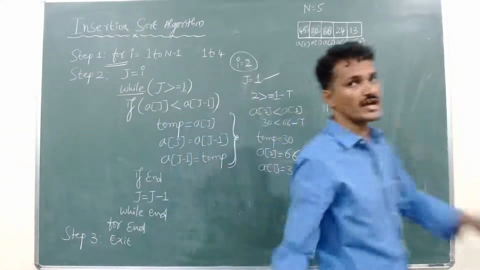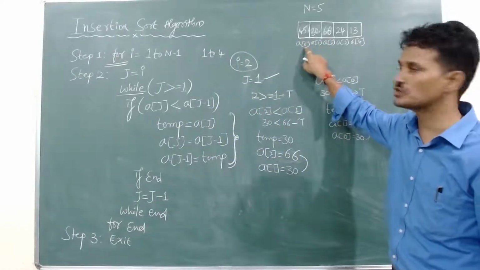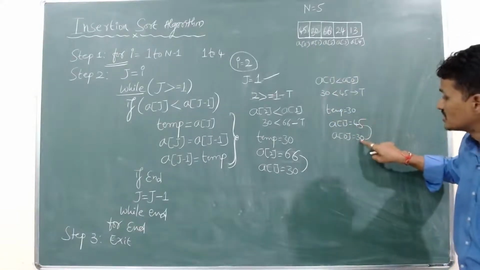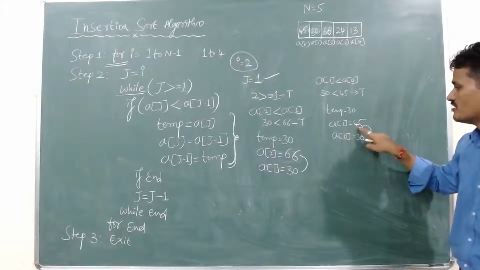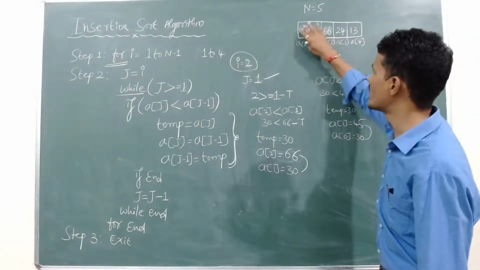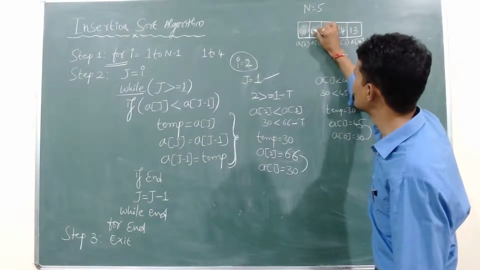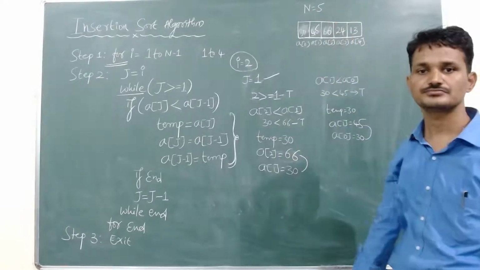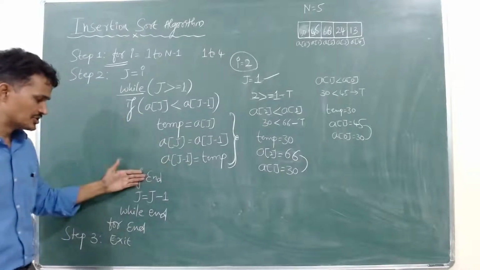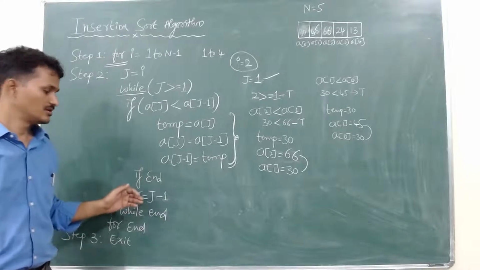Now, before going to write in the array, just have a look at this. 45 is present in a of 0 and 30 is present in a of 1. Look at here, the updated value. 30 is stored in a of 0, 45 is present in a of 1. Now I am going to update these two values. 30 will come and occupy here and 45 will come here. Right? Next.